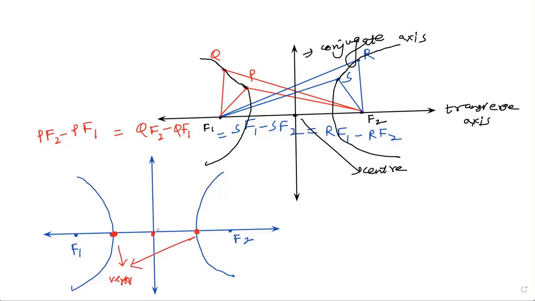And the one that is the midpoint of F1, F2 is our center, marking it as O. Now, the distance between the 2 vertices will be our length of transverse axis. So this distance that I'm talking about is 2A. So it's A on one part and A on another part. Like this, you all can mark.